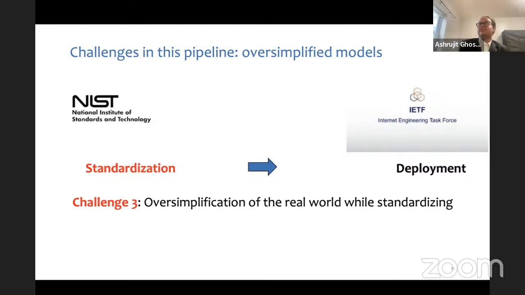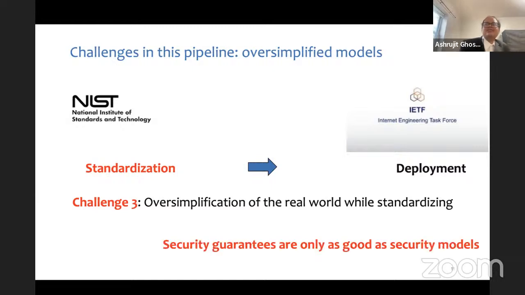So another challenge in the pipeline from theory to practice is that when we deploy constructions, we assume some underlying security model. All our proofs are relative to the said security model, and often our security models oversimplify the picture of the real world. Our proofs and guarantees are only as good as the models that we assume, and the reality might be significantly different.